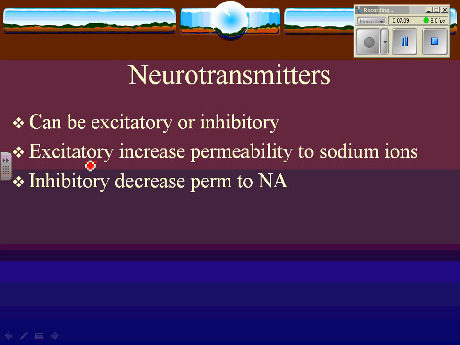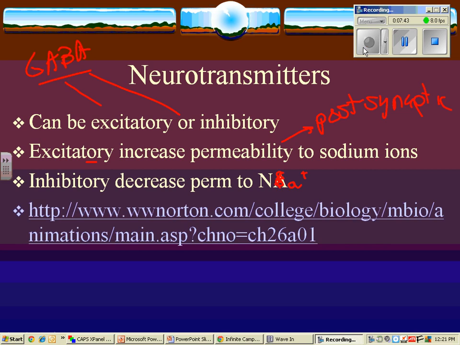Excitatory neurotransmitters increase the permeability of the next nerve, of the postsynaptic nerve, to sodium ions. So they make it easier, they stimulate an action potential. Inhibitory neurotransmitters limit the action potential. So GABA is released from a nerve, and it can be either excitatory or inhibitory, depending on which receptor is active, for lack of a better way to say it.